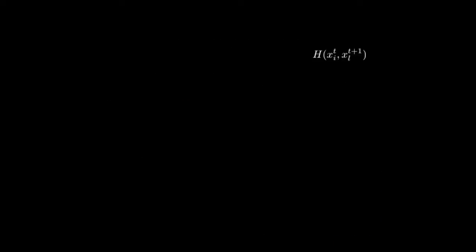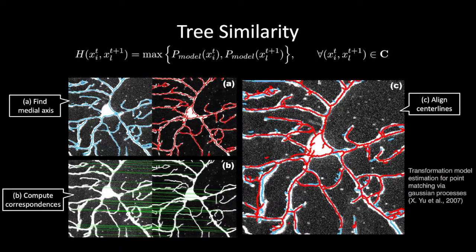The tree similarity term H enforces tree structure coherency when there is a conflict between paths across volumes, and specifically when a neurite path exists in one volume but not in the other. It is defined as the maximum of the neurite model probability between correspondences.